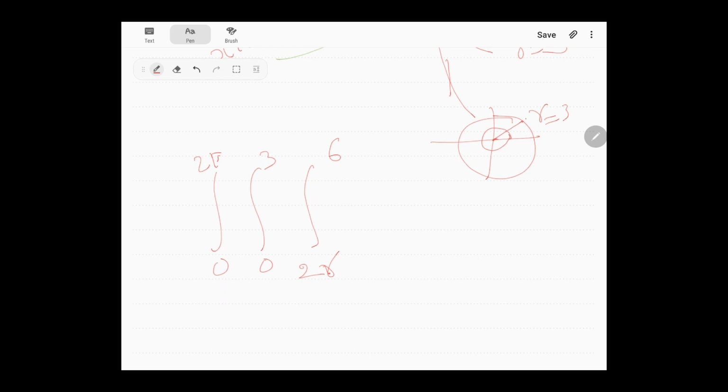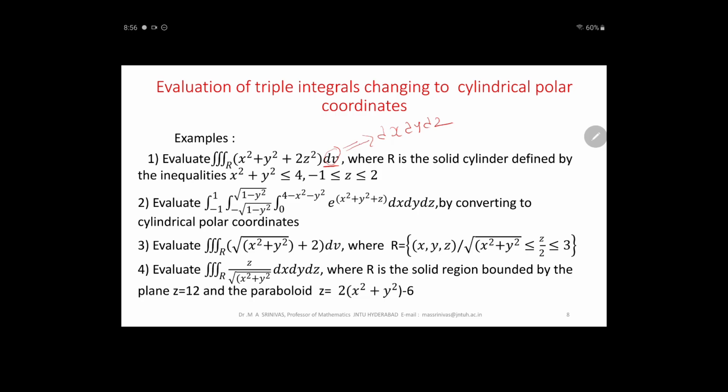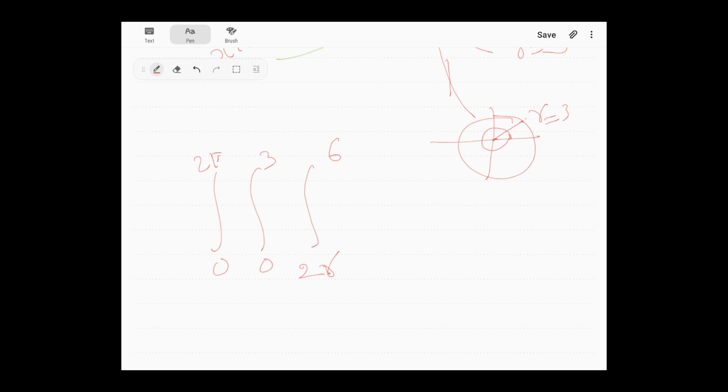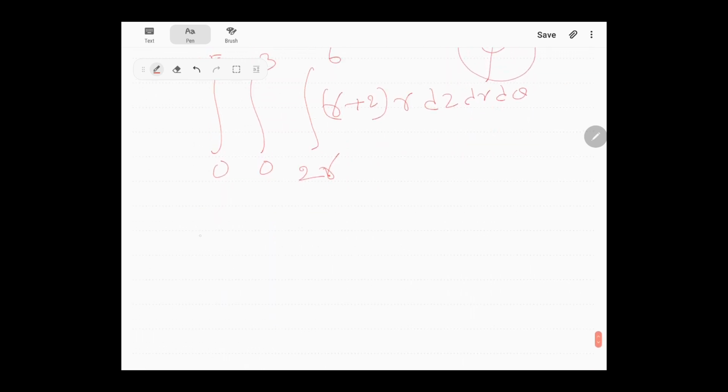What is the integrand he has given? Root x square plus y square plus 2. Root x square plus y square is r, so r plus 2, and dx dy dz is r dz dr d theta. Now just integrate. This is easy. Integral 0 to 2 pi, integral 0 to 3, r into r plus 2, integral dz is z. If I substitute the limits, it is 6 minus 2r, dr d theta.